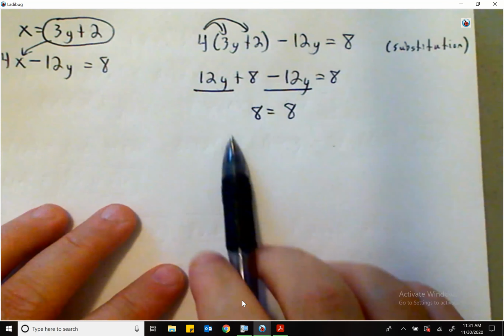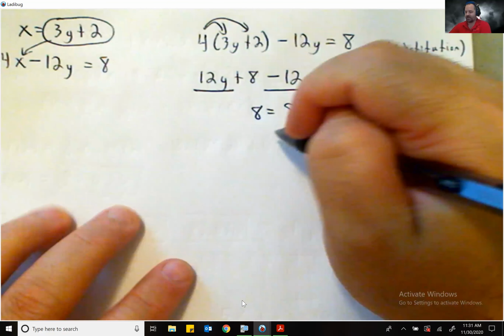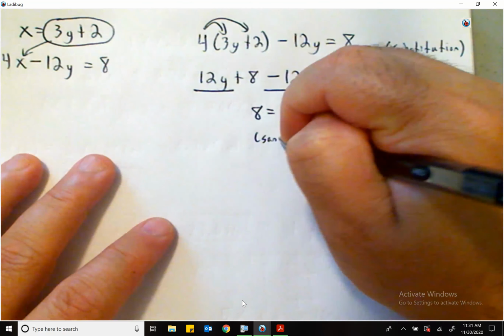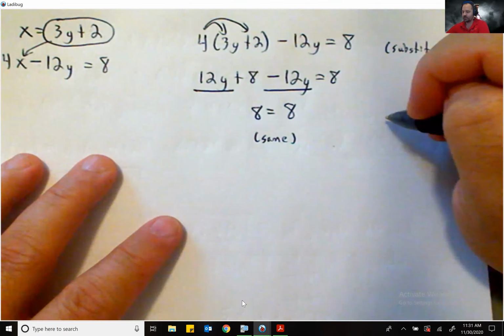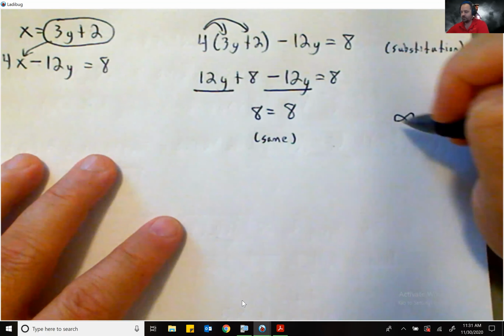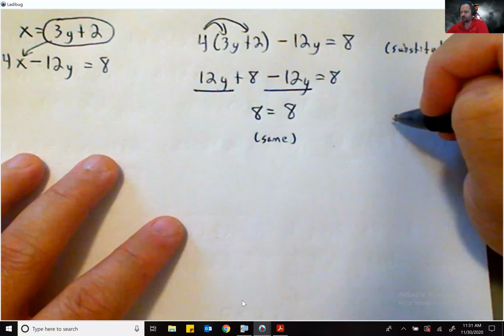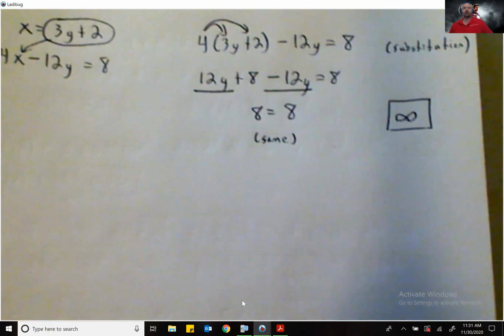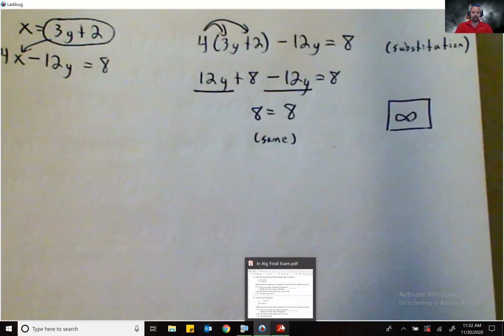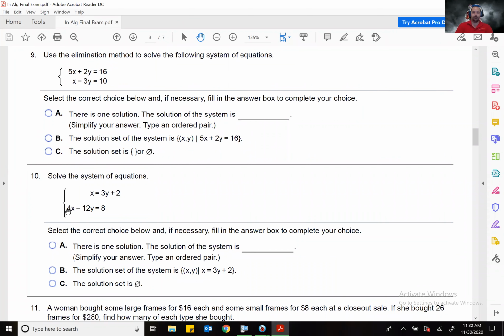What happens? Infinite solutions. It's infinite, you bet, because these are the same. That means this is the infinite solution. So I think in iMath AS, you guys put infinity, comma, infinity. And in MyMathLab, you guys will select B. B is the infinite choice.